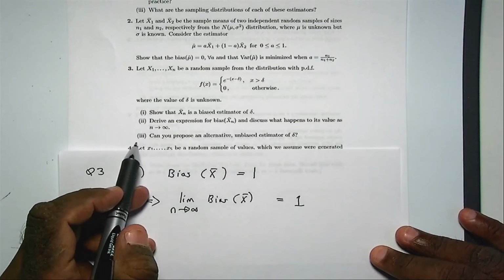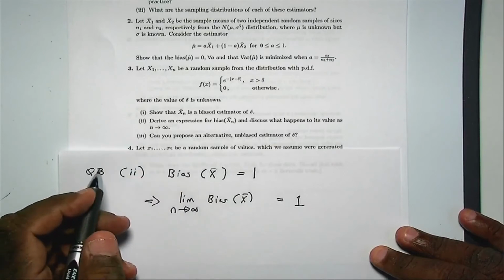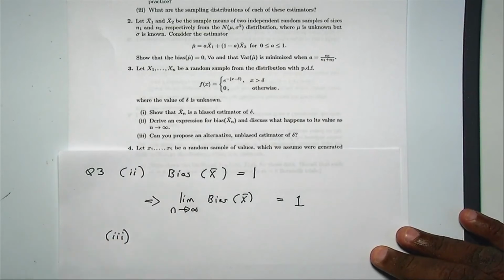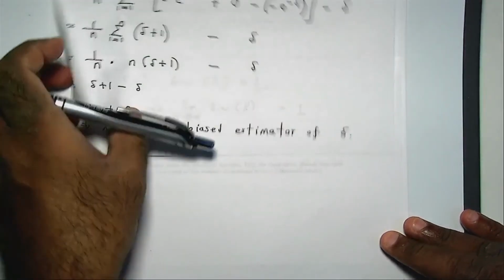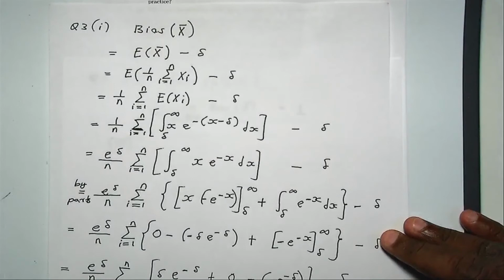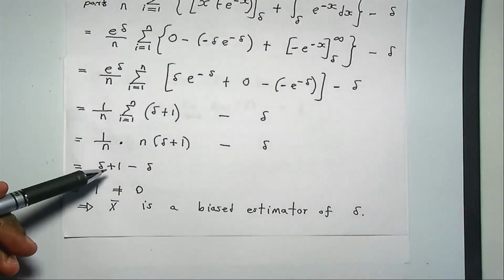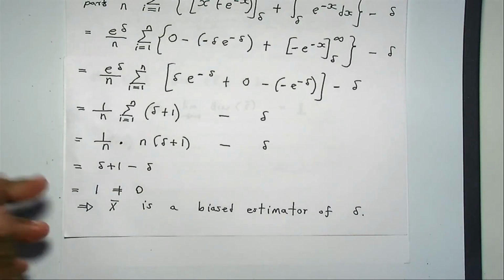Part 3 is: can you propose an alternative unbiased estimator of delta? Yes, you can. Because if you look at the derivations here, we have shown that the expectation of x bar is equal to delta plus 1. Now, for the estimator to be unbiased, you want the expectation to be equal to delta, not delta plus 1.